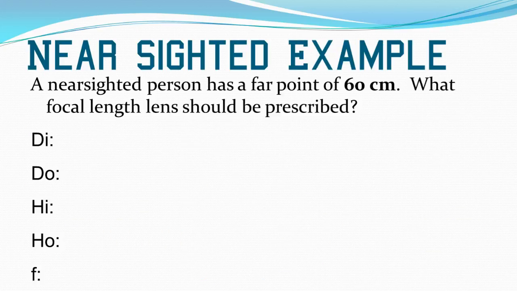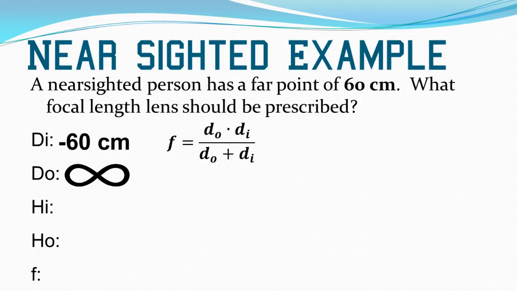Let's look at an example of nearsightedness. A nearsighted person has a far point of 60 centimeters. So that means the distance of the image has to be negative 60 centimeters. If we want to correct this nearsightedness, that's where we want our image to be placed. The distance of the object we're going to assume is infinite, or you can use a large number. We're going to end up using this formula. It's asking me to find the focal length, and we use this focal length to then create the prescription of your glasses or contact lenses. In this case, we're assuming it's contact lenses.